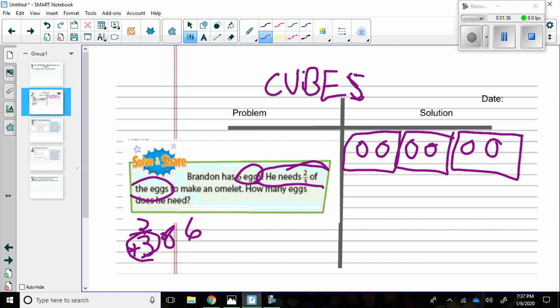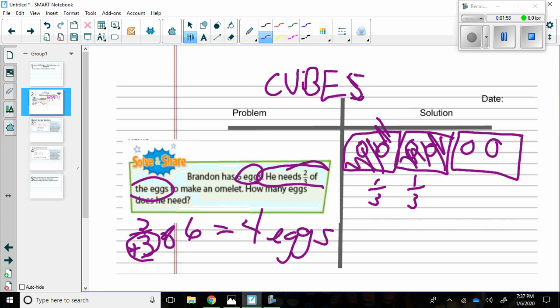It says he has 6 eggs and he needs 2/3 of the eggs. So this would be 1/3, and this would be 1/3. And when you add that together, you would get 2/3. So that would be equal to 4 eggs. So you could draw that out. 1/3 plus 1/3 equals 2/3.